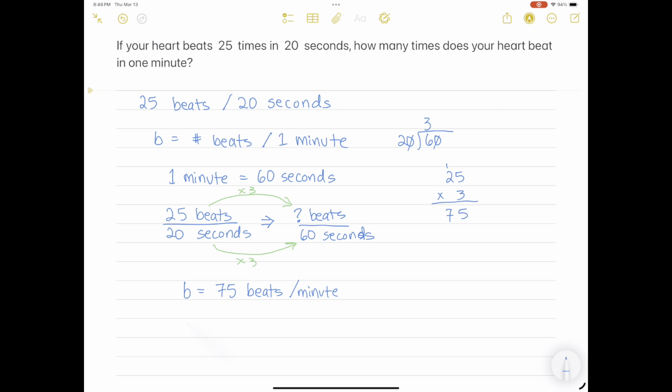I write that down as a sentence. The heart beats 75 times per minute. Think about it. Does that make sense for this problem? Yes, it does. I box my answer.